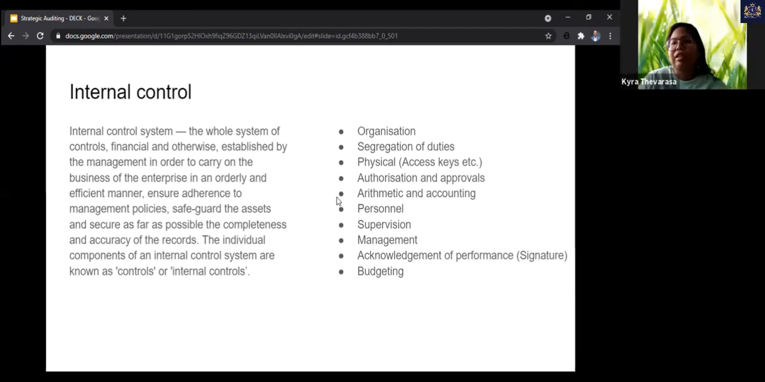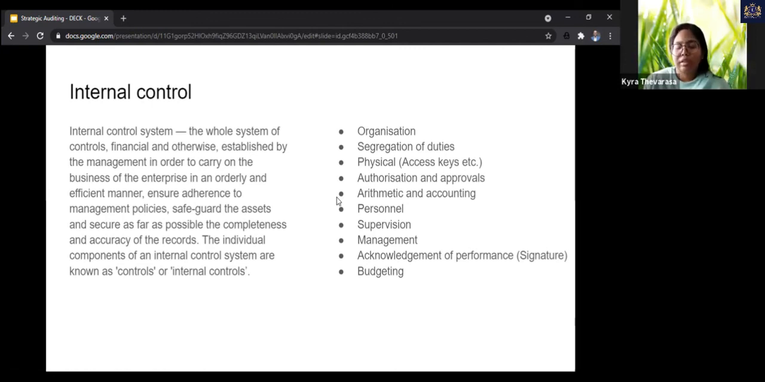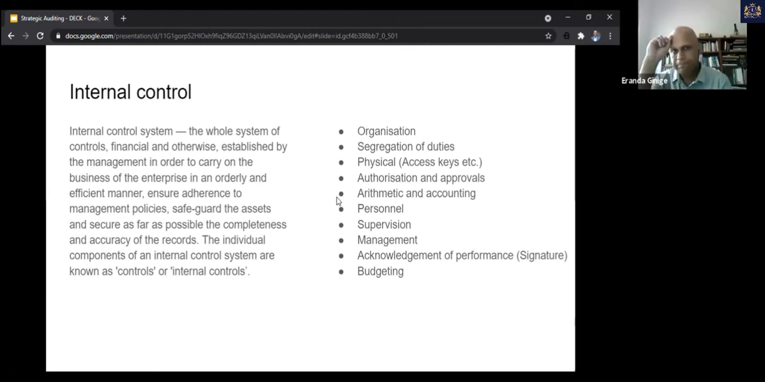Okay. Right. So this is called acknowledgement of performance. If you do something, you have to put a signature and confirm that you did that. Why? Because there is a trail, and if you find something wrong, then you can trace through this process and find what went wrong, right? So these are the different aspects you consider when you're talking about internal controls, right?